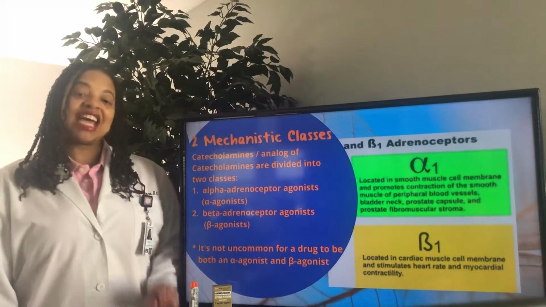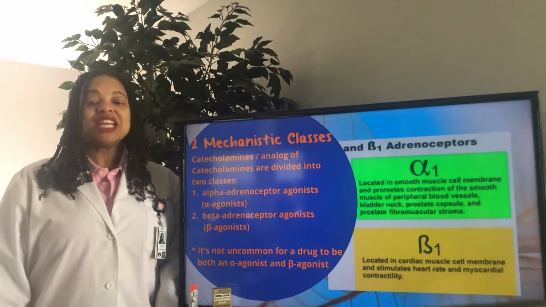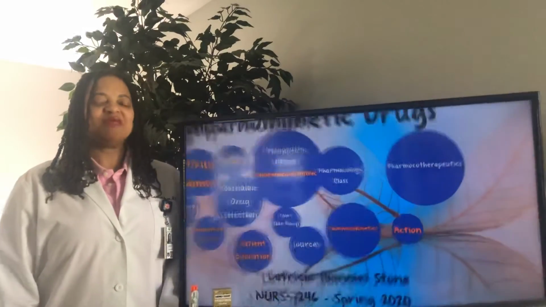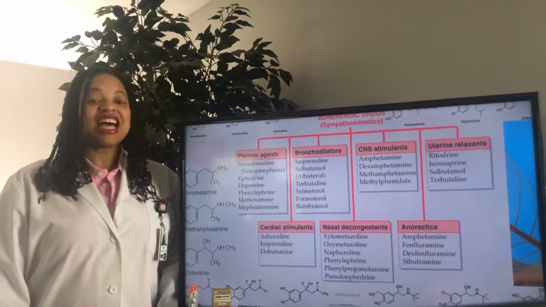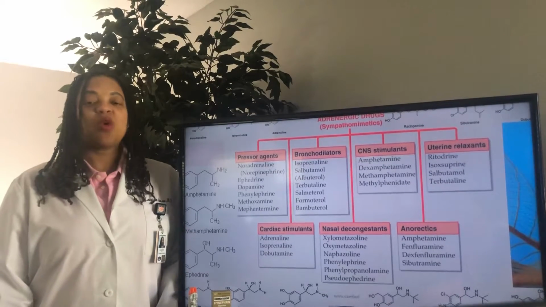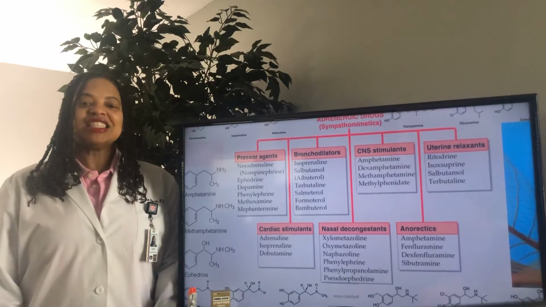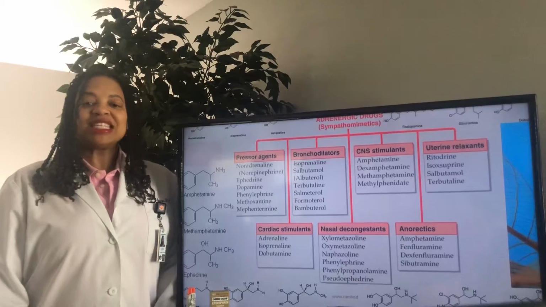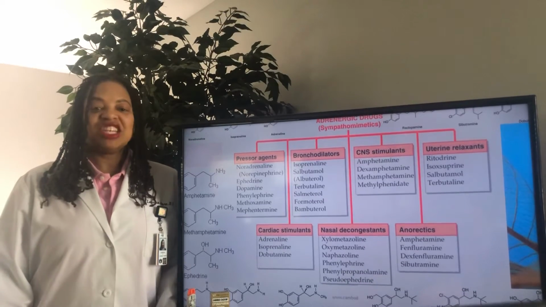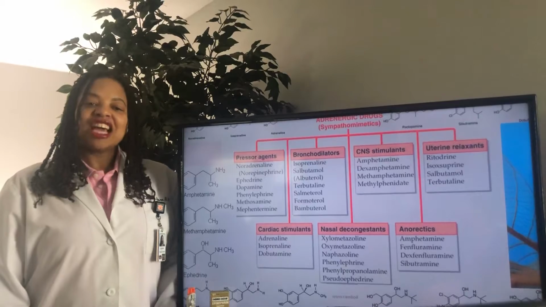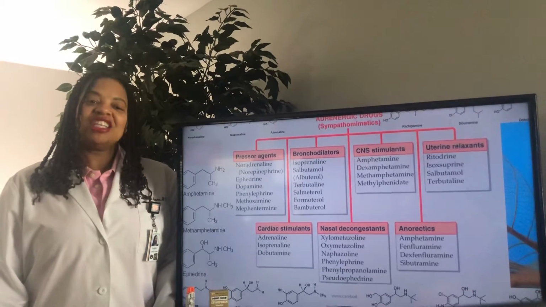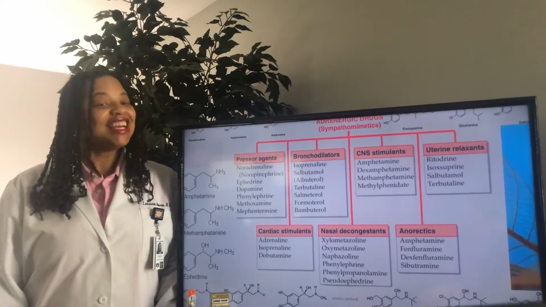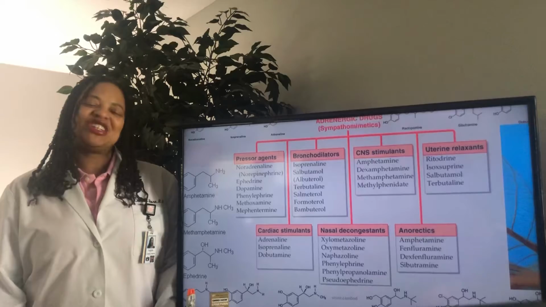Examples of an alpha 1 agonist are those found in smooth muscle cell membranes, and examples of a beta 1 agonist are those found in cardiac muscle cell membranes. The medications that fall into this class, also known as adrenergic or stimulant drugs, are CNS stimulants like amphetamine, uterine relaxants like terbutaline, anorectics like sibutramine, nasal decongestants like pseudoephedrine, cardiac stimulants like dobutamine, pressor agents like methamphetamine, and bronchodilators like albuterol. Ding, ding, ding, albuterol is the most commonly used bronchodilator.